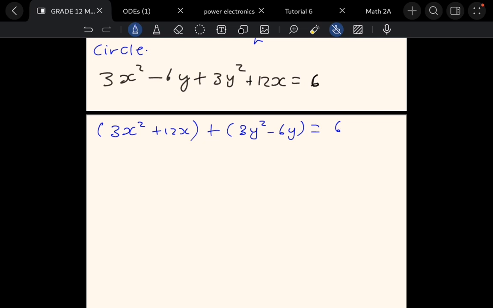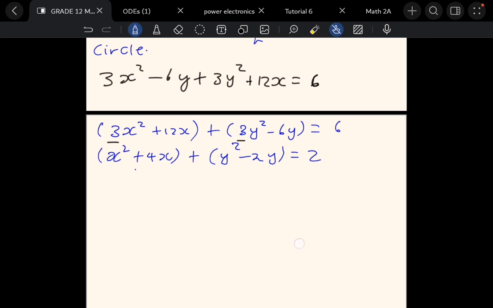Then afuna kuyenzela, do you notice ukuthi ama-coefficient ka-x squared no-y squared anjani ayafana? So I need to divide ngalo 3 all over the equation. Uma ngidivide nga-3 ngayo yonke le equation sisala nobani? No-x squared plus 4x plus y squared minus 2y is equal to 6 divided by 3, 2.